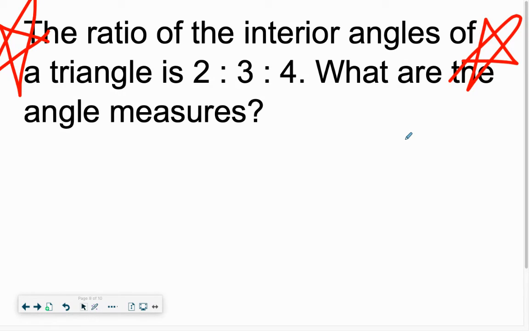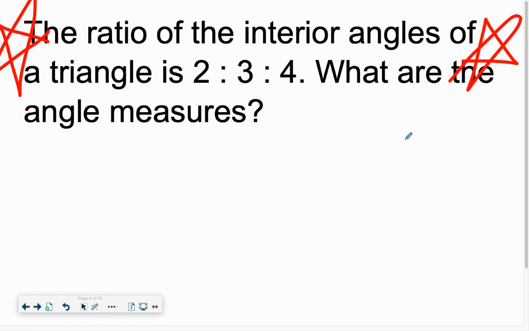The ratio of interior angles of a triangle are 2 to 3 to 4. What are the angle measures? So tell me the 3 angles in this triangle. They need to have a ratio of 2 to 3 to 4, which means like 2 degrees, 3 degrees, 4 degrees, or 12 degrees, 18 degrees, 24 degrees, 20 degrees, 30 degrees, 40 degrees. They need to simplify down to that ratio, but don't guess and check.